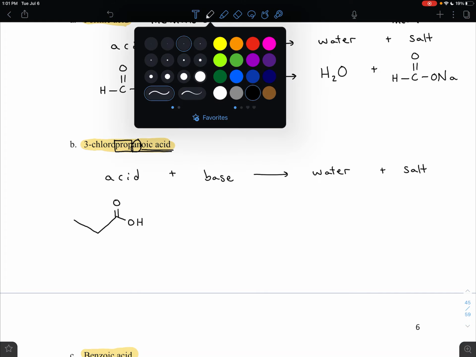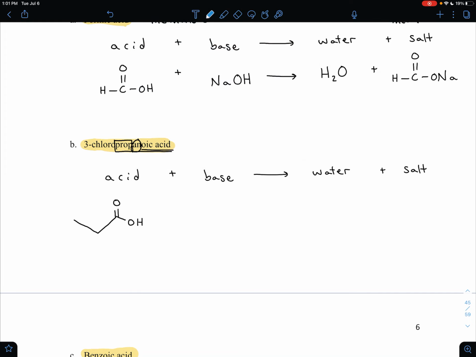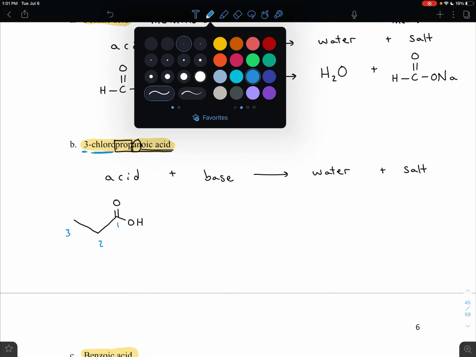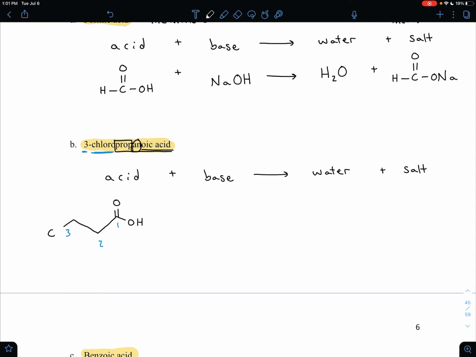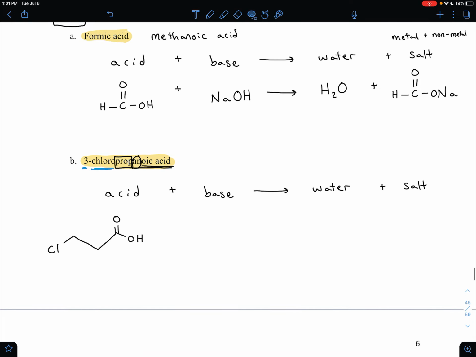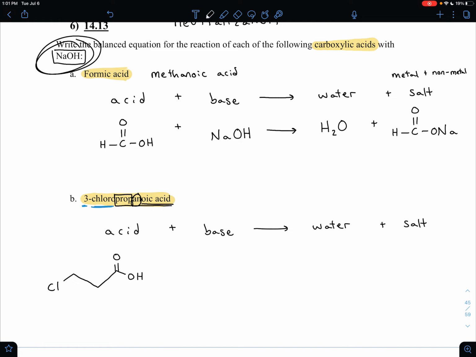Remember that you always number the backbone to give the functional group the lowest number. And here that's this carboxylic acid here. So we're going to have 1, 2, 3. On carbon number 3, we're going to have a chlorine coming off. And so here we can just have coming off of there a chlorine. So that is 3-chloropropanoic acid. That's our acid there. We're going to combine it with our base. They give us the base in the problem. They said it's sodium hydroxide, so we'll just draw that in, sodium hydroxide.